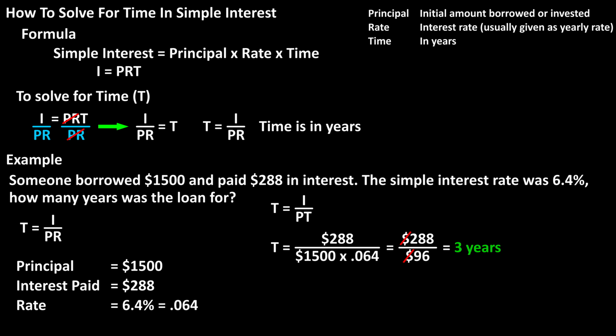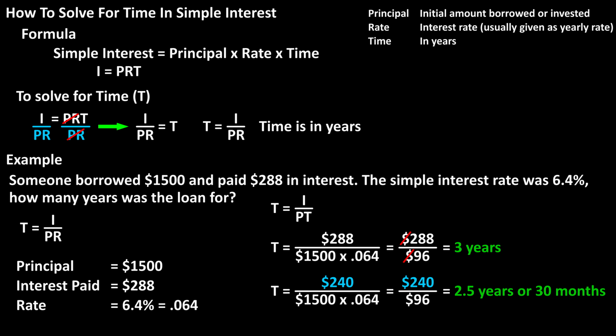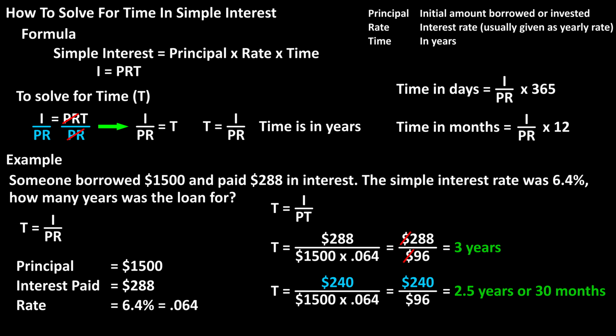The previous example turned out nicely to be 3 years. But this isn't always the case. For instance, using the last example, what if the interest paid was $240? In that case, we would have $240 in the numerator and would get an answer of 2.5 years, or you could say 30 months. Since the formula gives us a result for time in years, and many times we need the time in days or months, to convert it to time in days, we would multiply the result by 365, and for the time in months, we would multiply the result by 12.